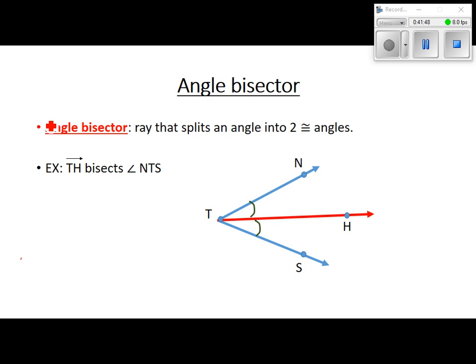So if ray TH bisects angle NTH, bisecting it tells us these two angles have to be congruent. So if this angle's 52 degrees, what's this angle? 52 degrees. Neither one of those are anywhere close to 52 degrees, but does that mean that TN and TS are the same distance as well? Nope, not necessarily. But it is going to mean something that we're going to talk about here in a minute.